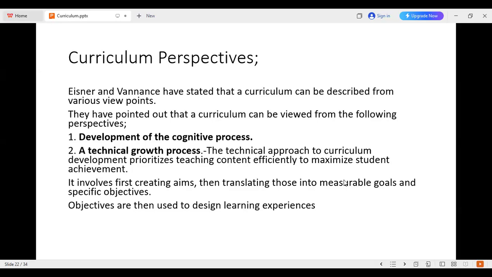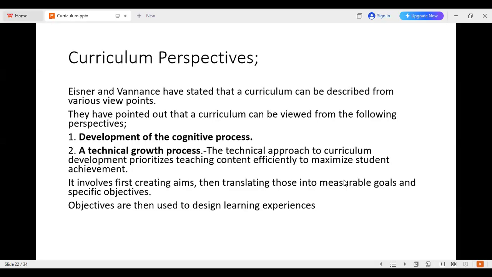It involves first creating aims and translating those into measurable goals and specific objectives. Actually, in Sri Lanka, before 1997, we used measurable goals and specific objectives when we prepared our lessons to teach the children. But after 1997 and particularly 2005, we started to use competency and competency levels, core competencies and subject related objectives developed with our curriculum.